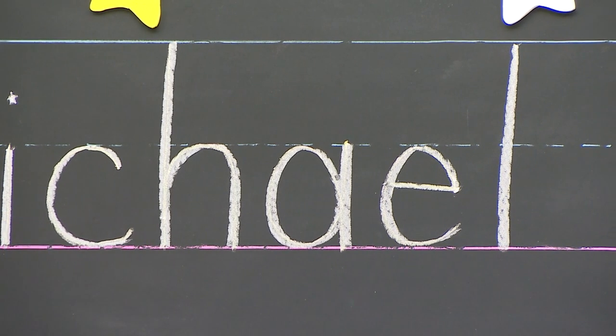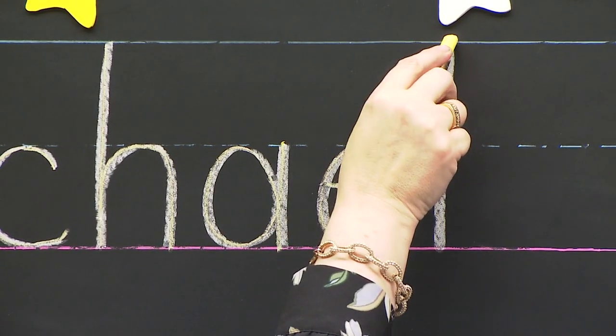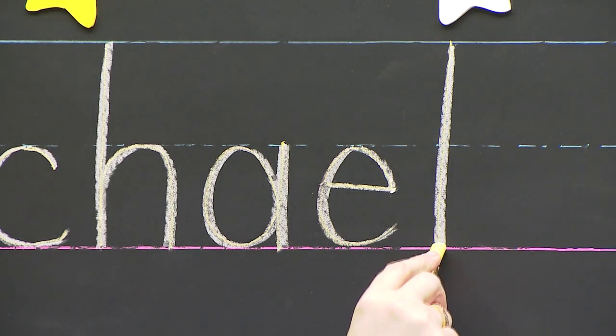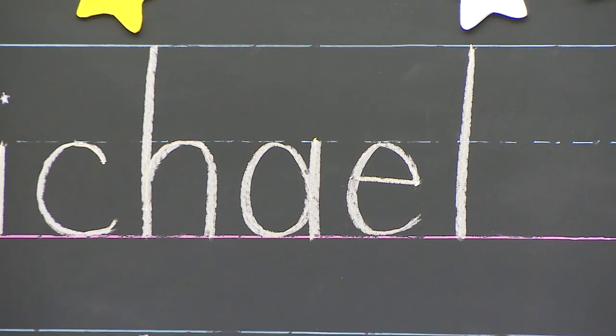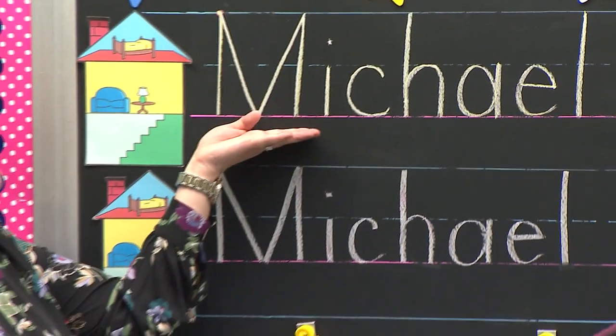You all have your eyes on me and you are thinking in your brain. I love it. And now I'm going to the ceiling and I'm going to walk straight down to the pink carpet. Ooh, what letter is that, girls? L. Excellent job. So today I wrote the name Michael.